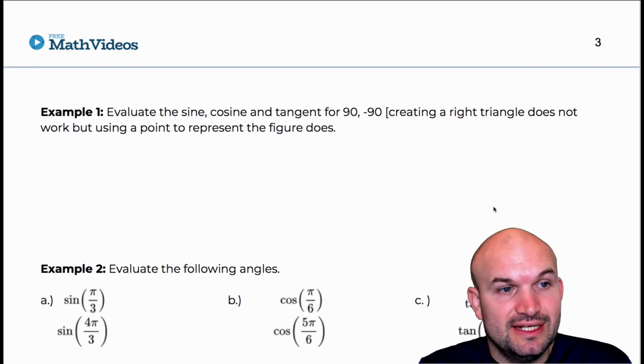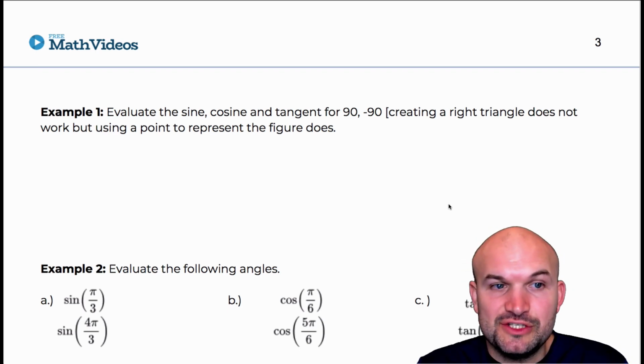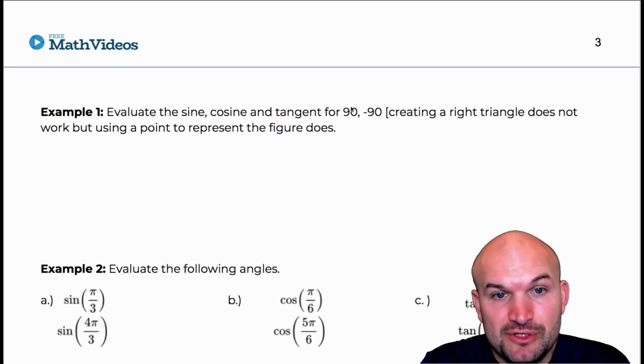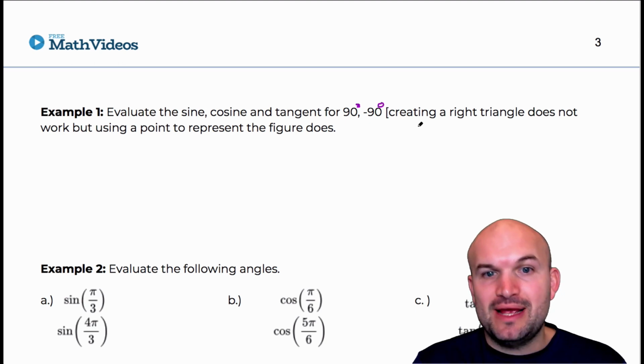Okay, so now let's get into example 1, where we're asked to evaluate the sine, cosine, and tangent for 90 and negative 90 degrees, which I forgot to write the degree symbols on there. So we want to make sure we have them.